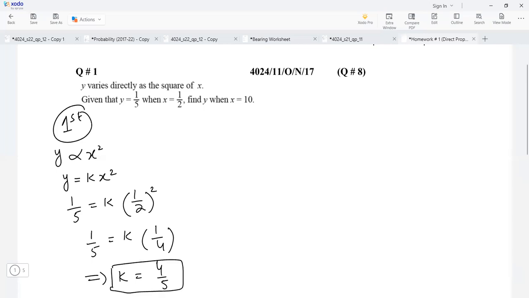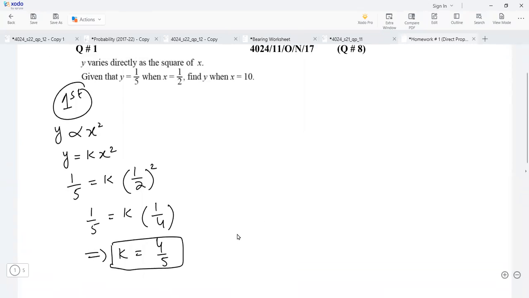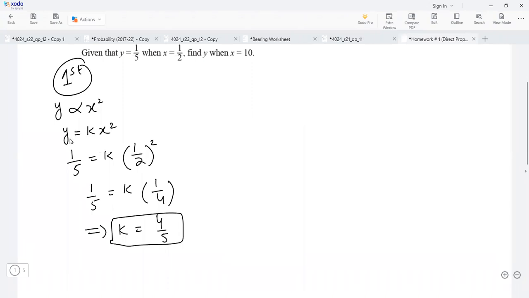Once you have found the value of k, you have to replace that value of k into the equation connecting y and x. There are two things you have to remember: y equals, putting the value of k, that is 4 over 5, and x squared. This is the equation connecting y and x, or we can say the expression of y in terms of x.